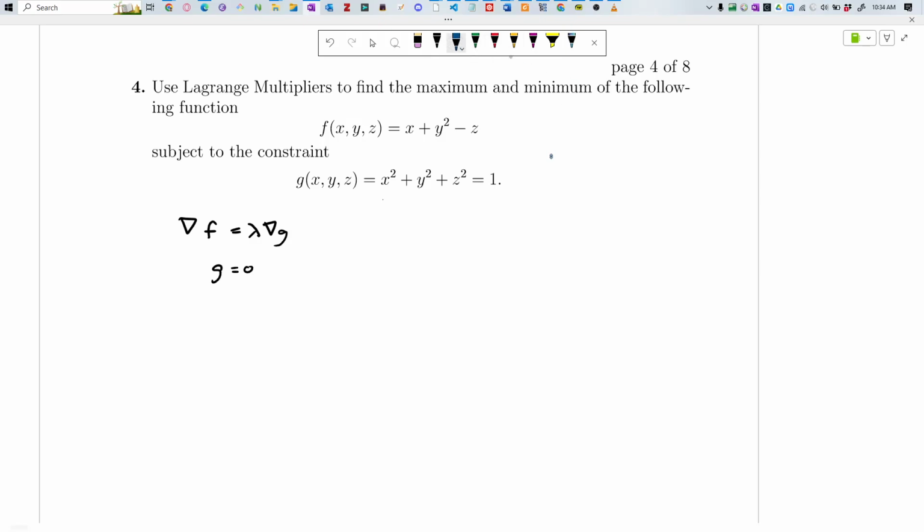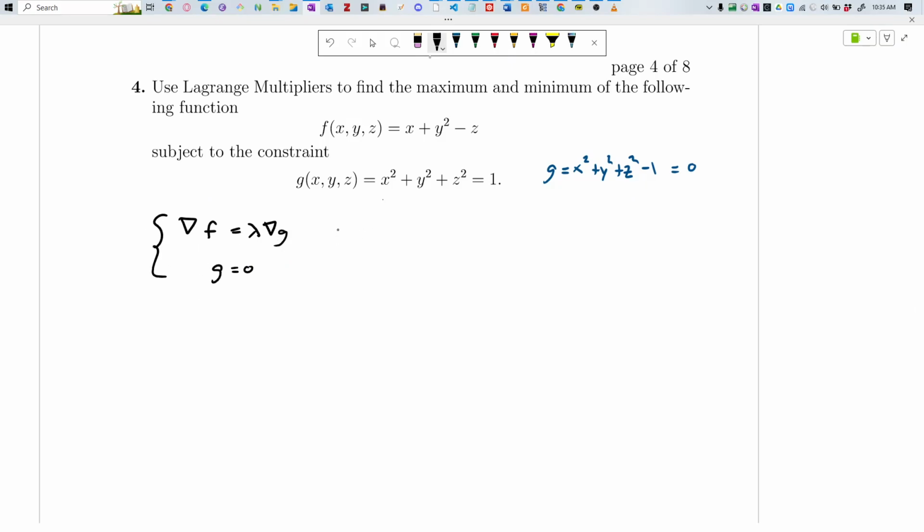Maybe I'll just write it off to the side here. So you want to be thinking of the function g as being x squared plus y squared plus z squared minus 1 set equal to 0. So Lagrange multipliers is solving this system.